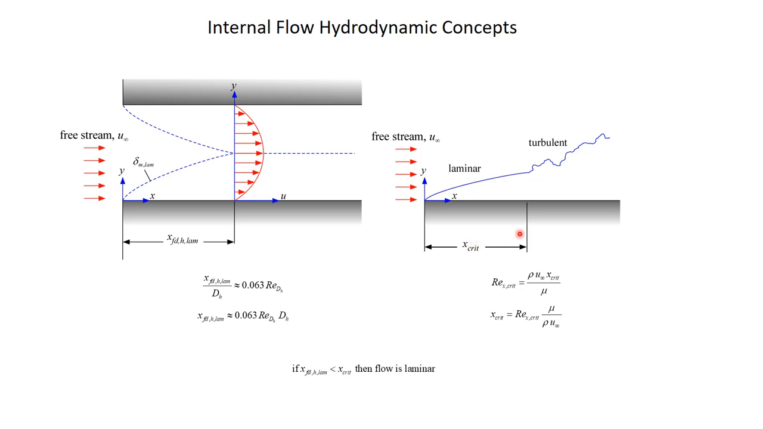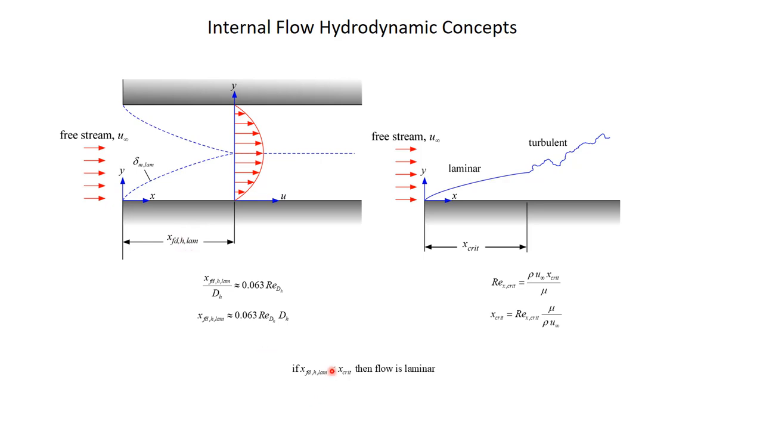On the other hand, if this critical length required for it to become turbulent is smaller than this entry length, well, if it transitions to turbulence, then it's going to stay turbulent forever, right? So basically, it's a competition between these two lengths, right? Does the flow transition to turbulence before or after it would become fully developed as a laminar flow, right?